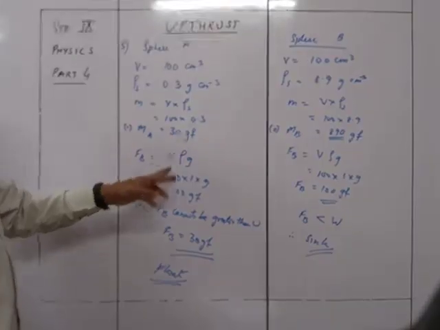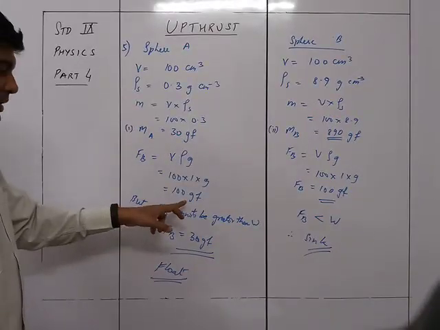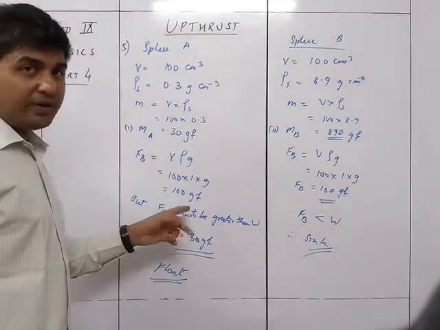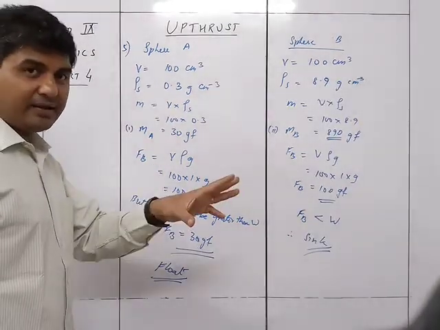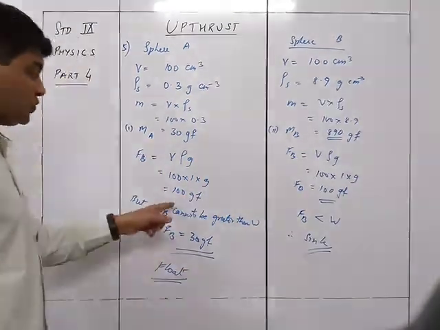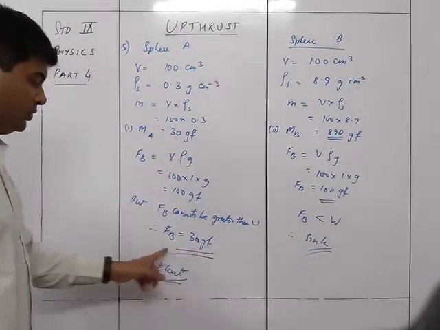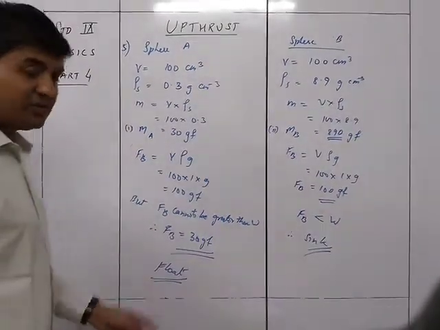Here the maximum upthrust can be 100, but that is only when it's completely submerged. But here we are not submerging completely, we are just placing it. We are not putting any extra force. That's why FB will be only equal to W. That is, FB is equal to 30, and hence it is going to float.